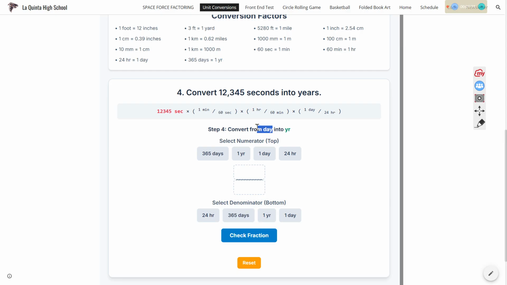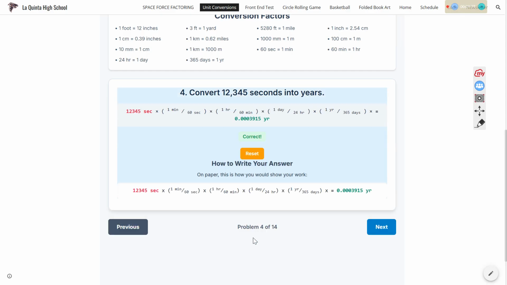Well, we're going from days. So again, I'm going to say this again. From should be on the denominator. So we'll put the days here and the year right there. And if we check fraction, we can see that by multiplying everything out, we end up getting this value right here. Okay?